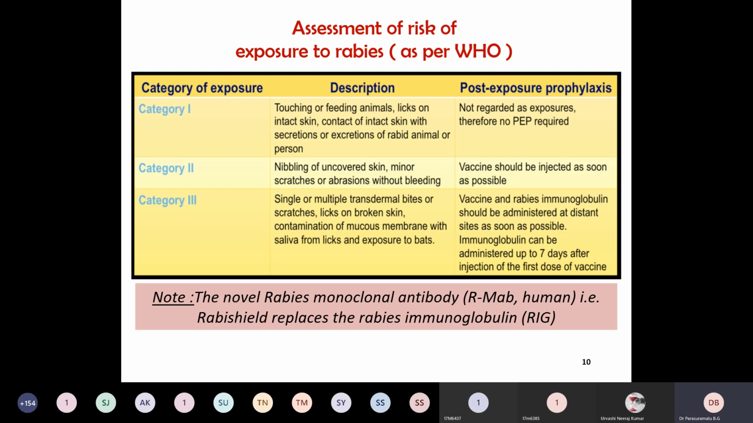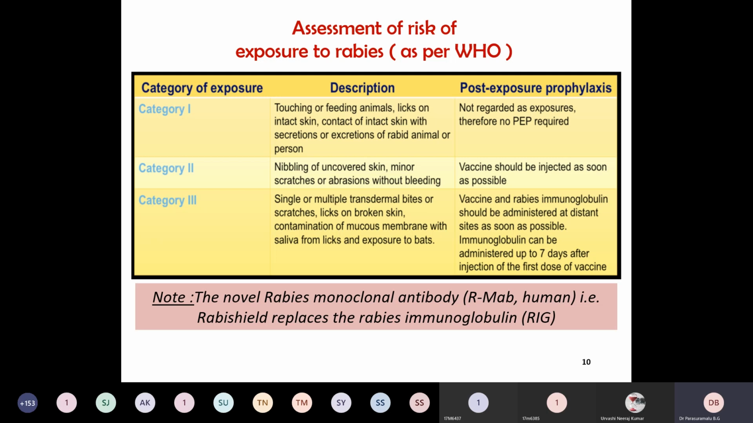The children, being shorter in size, less defensive, and more vulnerable to severe exposures, have short incubation periods. So that's why most of the time the children will be exposed to the category 3 bite, that is what we call severe bites, because of the proximity.